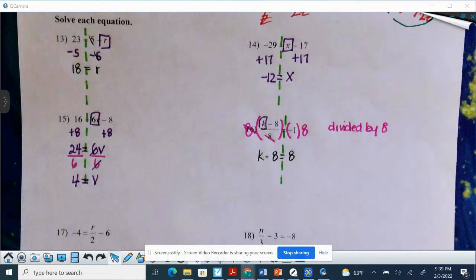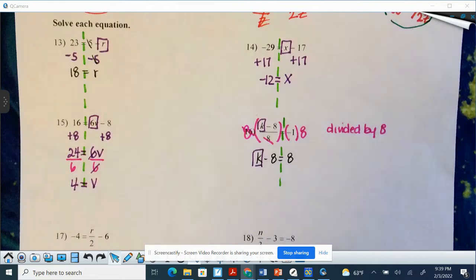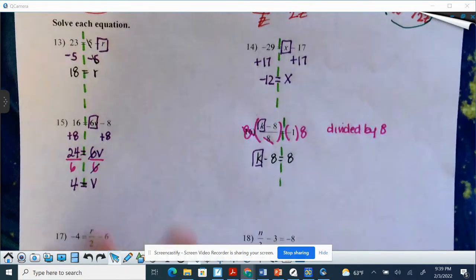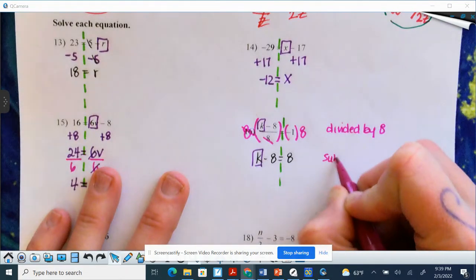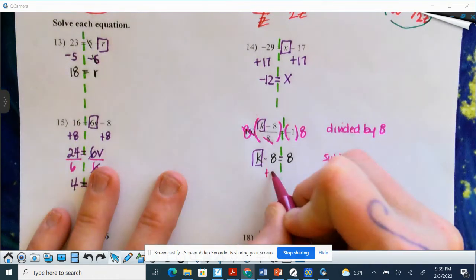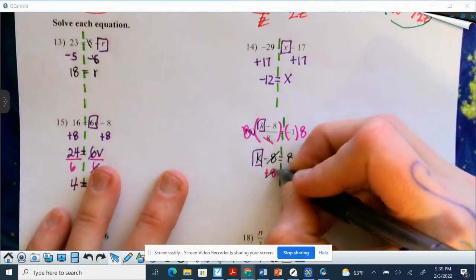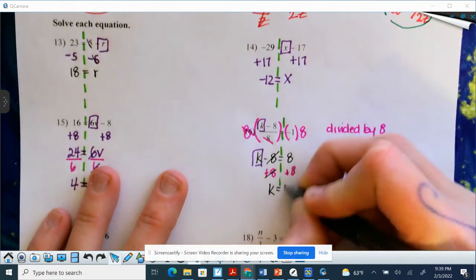I still need k by itself. It's not by itself yet. I have minus 8. So that's subtraction. And the inverse of subtraction, say it loud and proud because we know this, is addition. So this is subtract by 8. It's the way it is. So what we're going to do is add to move it. So add 8, and then these guys go away. So we end up with k equals 16.